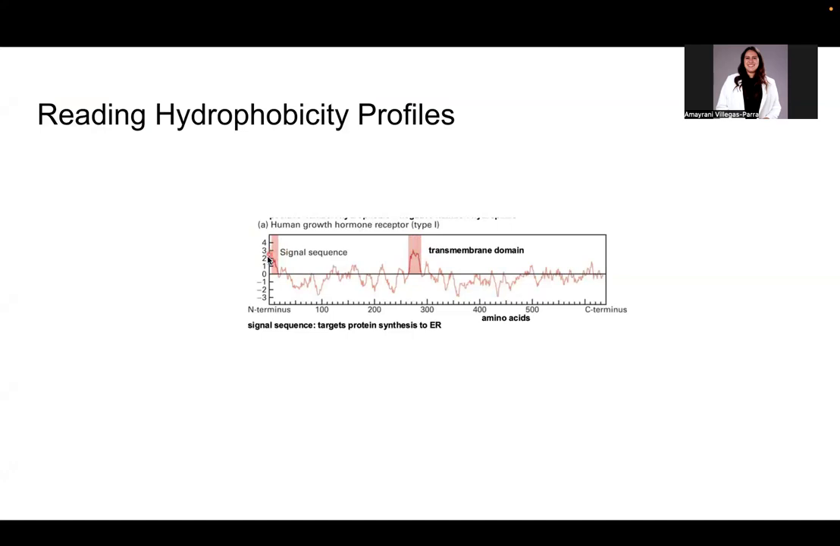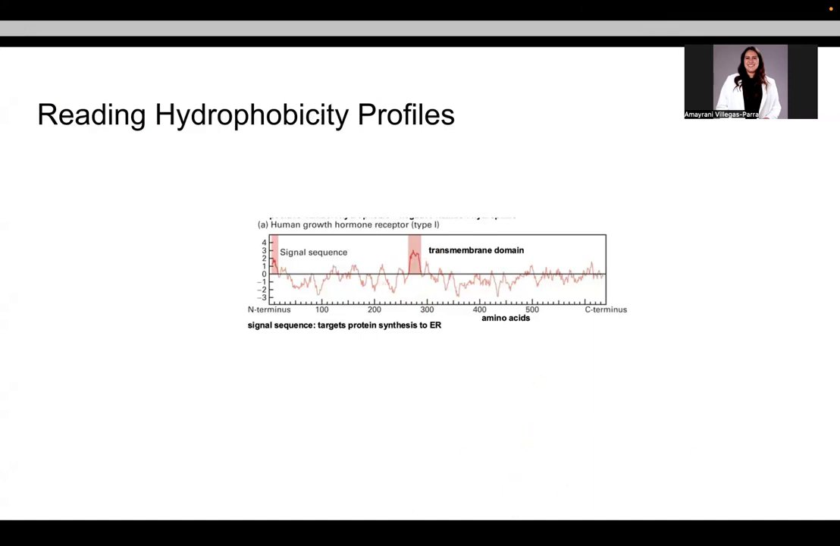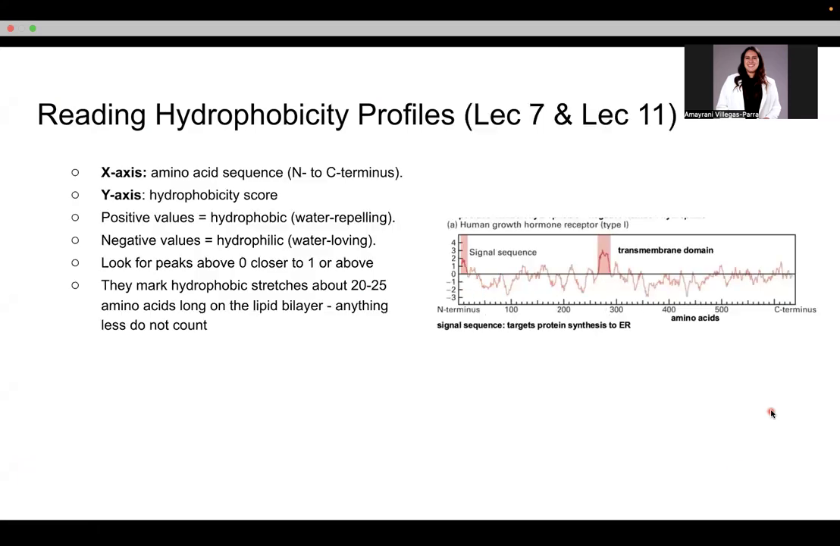Do not confuse this label of a signal sequence as a transmembrane domain. You have to consider that there has to be 20 to 25 roughly amino acids. So in this case, you're looking at about maybe 270 to 290 roughly of amino acids, and that makes this a transmembrane domain. So let's move on to the next one.